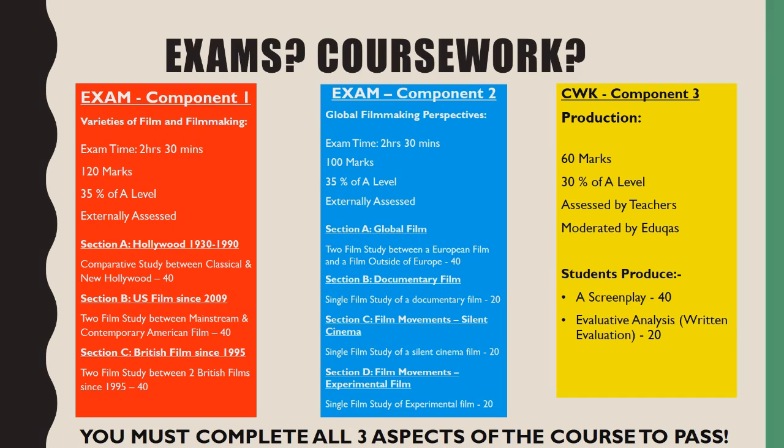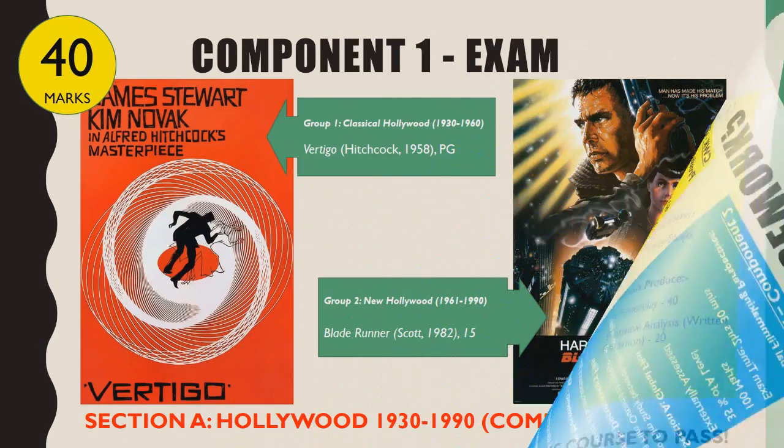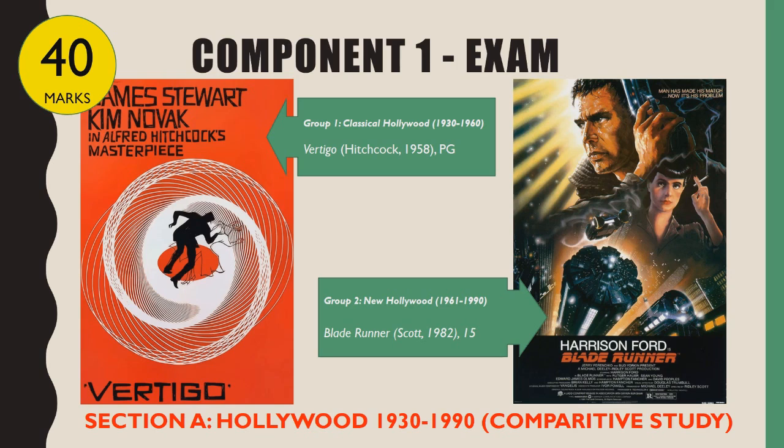In the first year you'll be looking at component 1, varieties of film and filmmaking. Here you'll sit a written examination of 2.5 hours, and this is basically 35% of the qualification. So in section A we look at 2 films, Blade Runner and Vertigo, and we're studying Hollywood from 1930 to 1990. And when we look at these 2 films, we're considering the auteur theory.